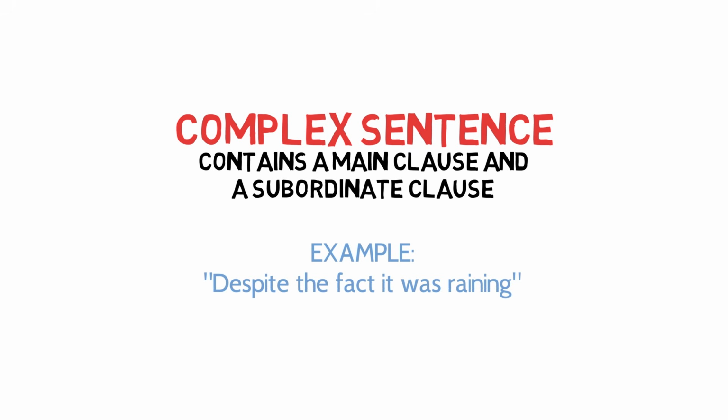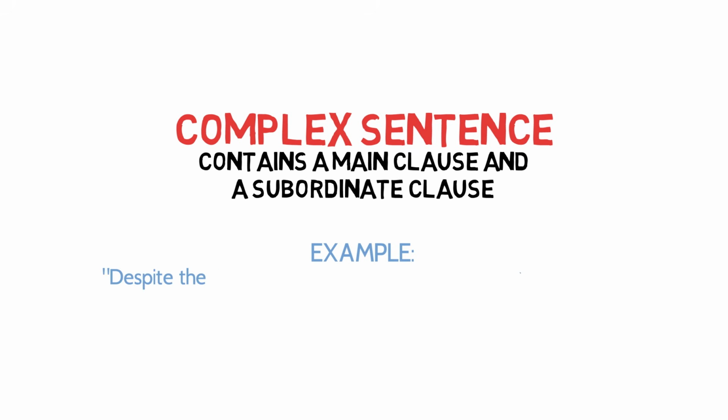If we add our main clause from earlier to this subordinate clause, we now have, despite the fact it was raining, the athlete ran the marathon. This is now a complex sentence because the main clause has joined with the subordinate clause to make the sentence make sense.